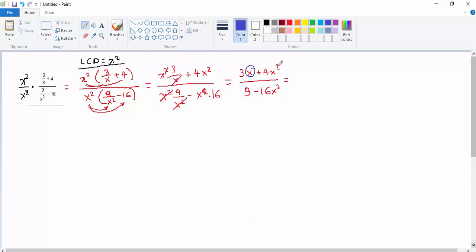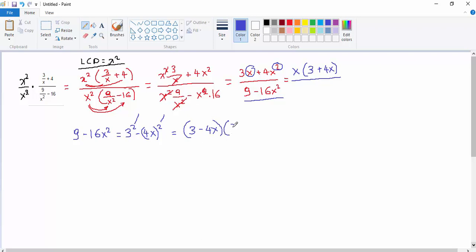The first thing that I can see is, what type of common factors do I have? I have an x here and another x here, so I can factor out the x. Inside the parentheses then I will have 3 plus 4x. Okay, what about the denominator? Well, what you need to see is that the denominator by itself is nothing else than a difference of squares. So I can write it as 3 squared minus 4x squared. And this is a difference of squares. Why? Because you have a square here and a square there. So you can rewrite this as 3 minus 4x multiplied by 3 plus 4x.